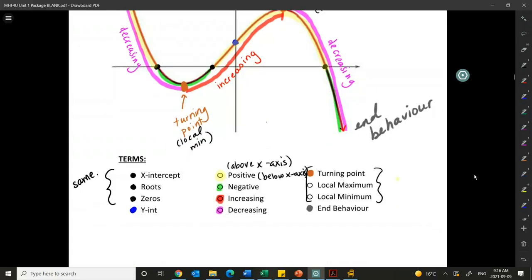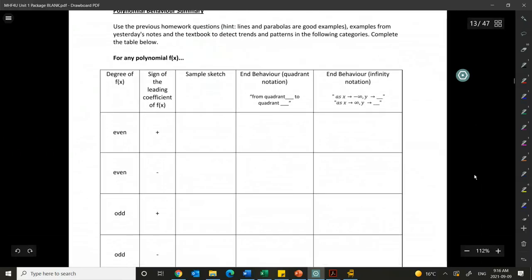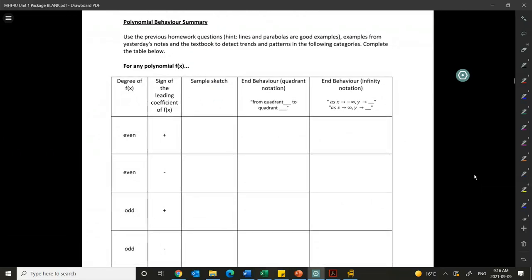Okay. Let's continue. All right, so I'm actually going to flip between this and some of our homework questions, because our homework questions will give us some visual graphs of what's happening here. We're going to fill in some sample sketches of graphs that would follow having certain even degrees and certain positive or negative leading coefficients. And then we're going to talk about the end behavior.